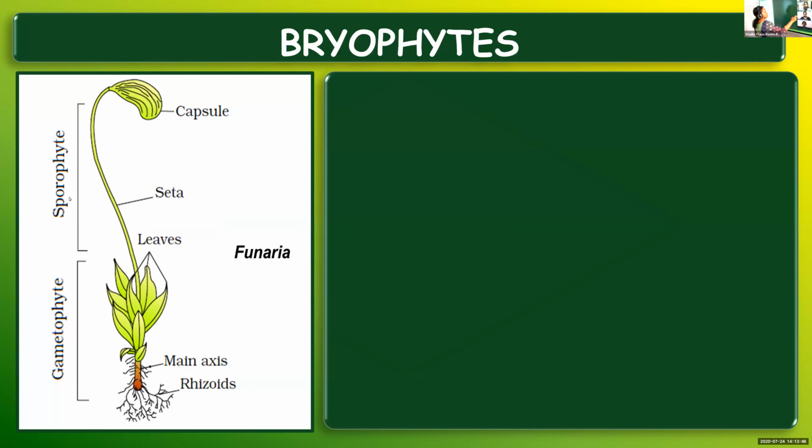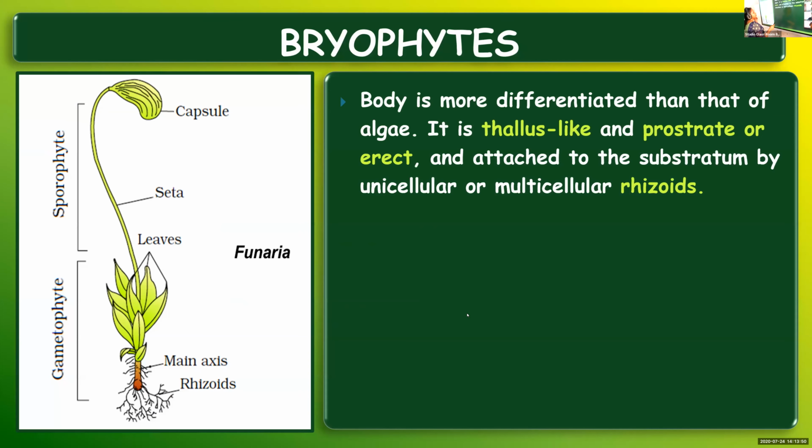Same slide which you had seen last class. From there we will start. Body, it is more differentiated when compared to algae, and here also it is thallus-like. Now real root, stems and leaves are present. They are prostrate or erect. All those we had explained last class. Quickly I'll go through those points.